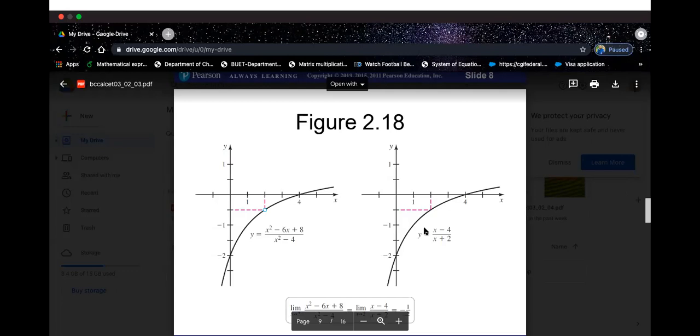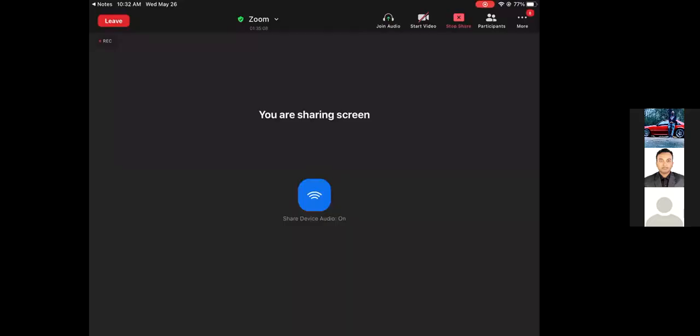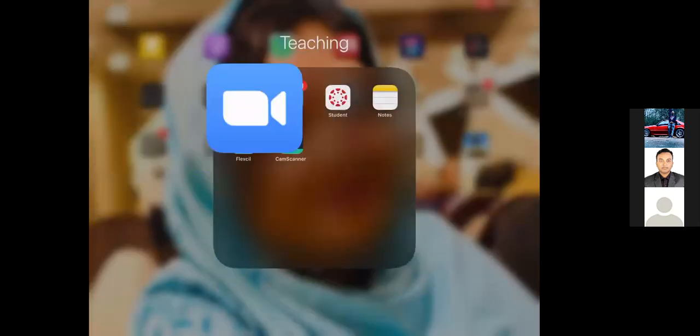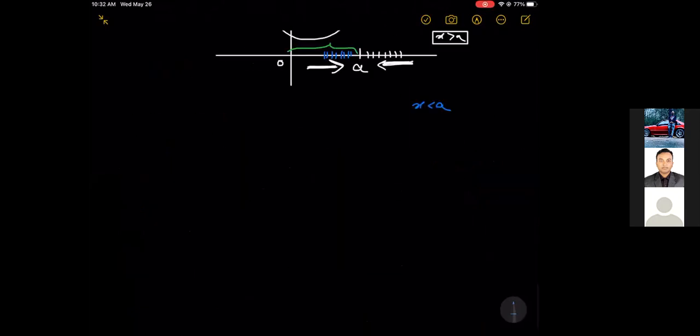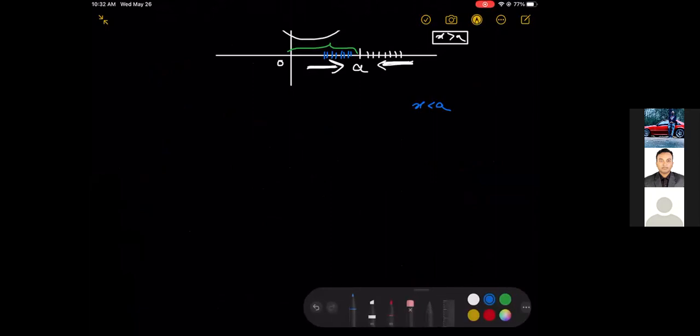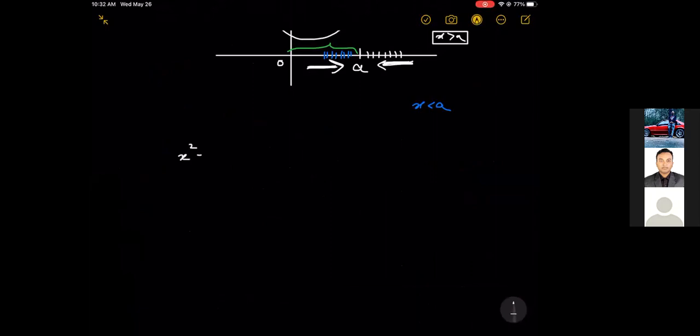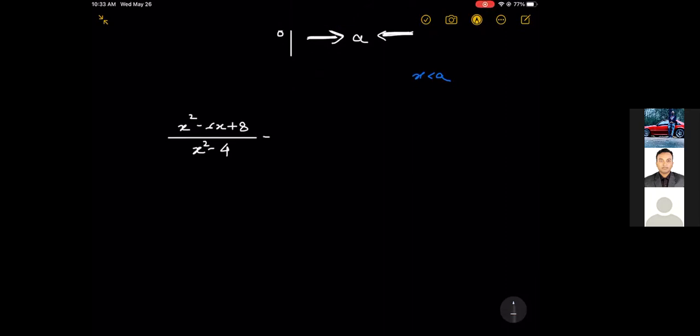Again, things will start getting more and more complicated. So if you don't understand any of the things, don't hesitate to say that, okay? So let's see how we can simplify that. We have x squared minus 6x plus 8 over x squared minus 4. Now let's try to simplify it.